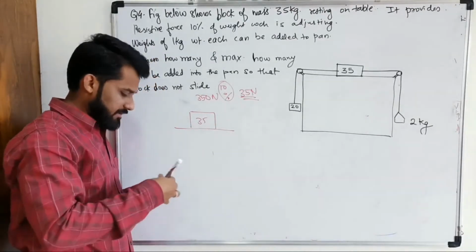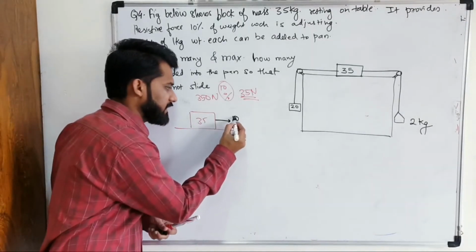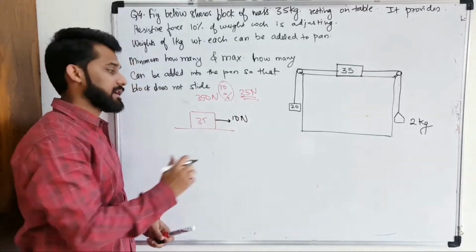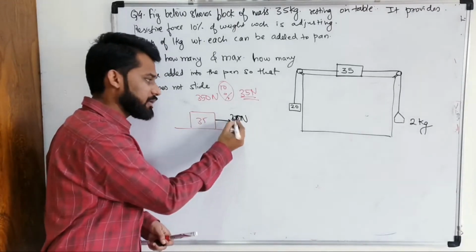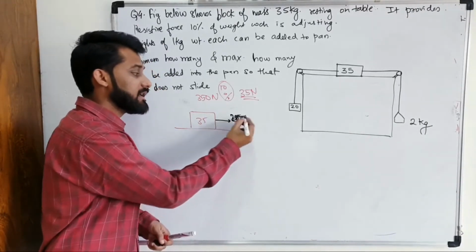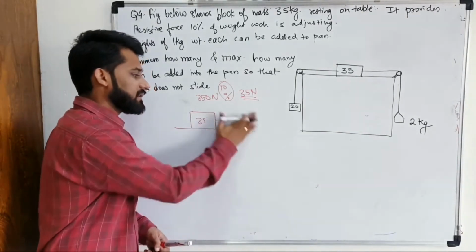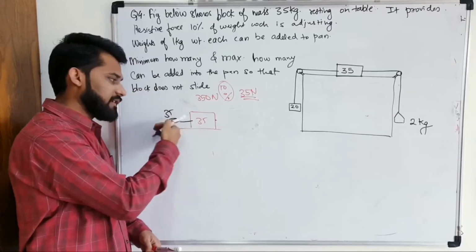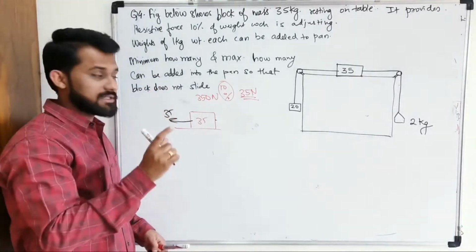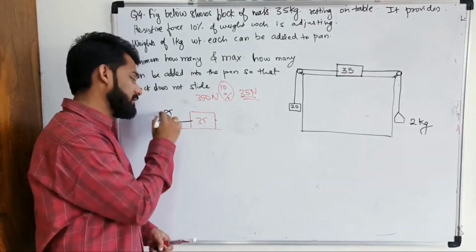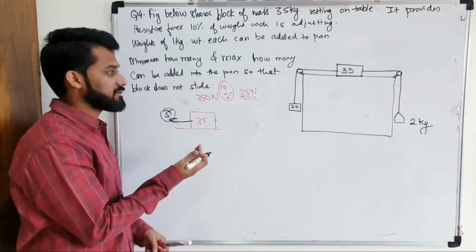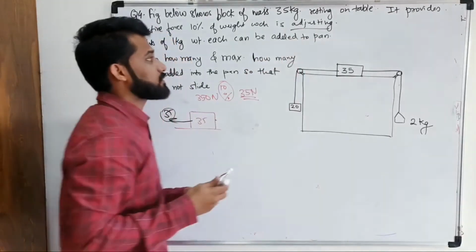Means if I apply 10 Newton on this block in this direction, will the block slide? No, it won't slide. 15 Newton, it won't slide, 20, it won't slide, 25, it won't slide, up to 35 it is not going to slide. Similarly, if I apply 35 Newton over here, till 35 Newton the block will not slide. The block will start sliding after crossing 35. That is the meaning of adjusting force.